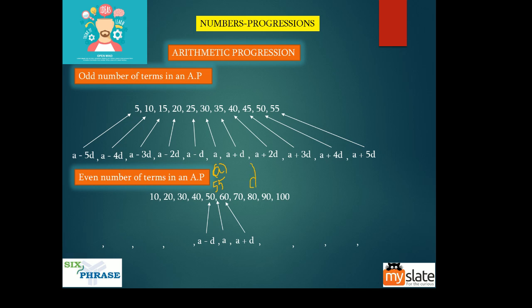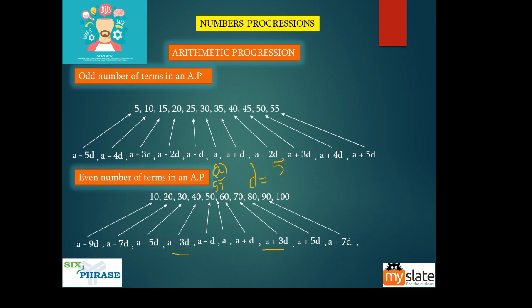Now how do I get to 70 from 55? From 55 to 70 is 3 times 15, right? 15 is 3 times 5. So 3D. That is why here it is minus 3D, and here it is plus 3D. And it will be 5D, 5D, then 7D, 7D, then 9D, 9D.